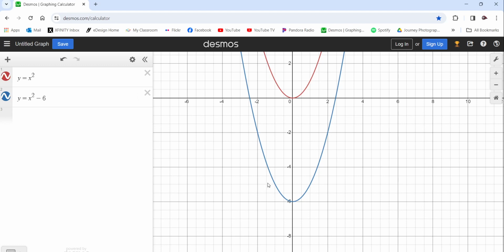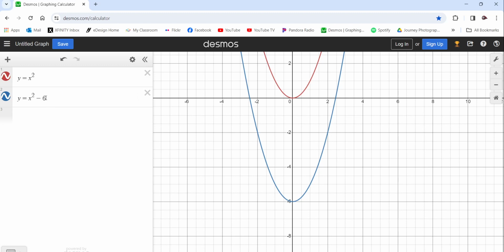Now, it does the same exact thing for any equation that you do, okay? Just taking the formula or taking your function and just adding something to the end of it or subtracting something to the end of it, all that does is make it go up and down.